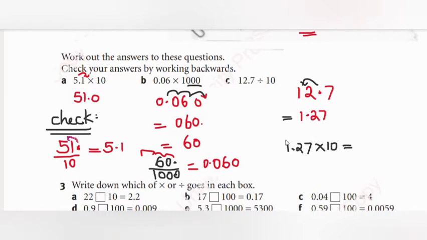We are going to check whether 1.27 is correct. When we multiply by 10, we have 1 0, so the decimal point will move one digit towards the right, because the value increases in multiplication, and it becomes 12.7. So the answer is correct. 12.7 is the value we had at the beginning of the question. We go to the next question now.